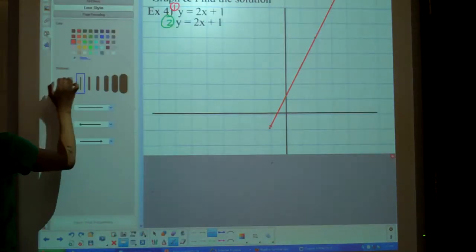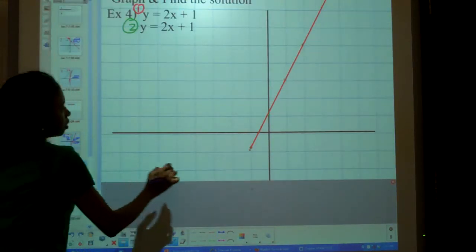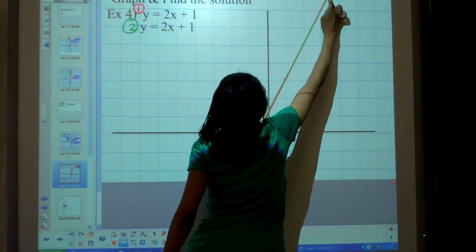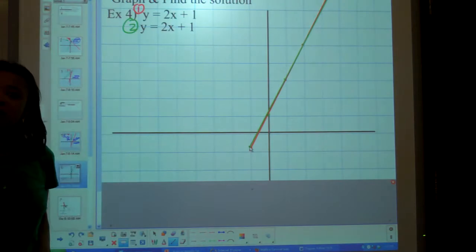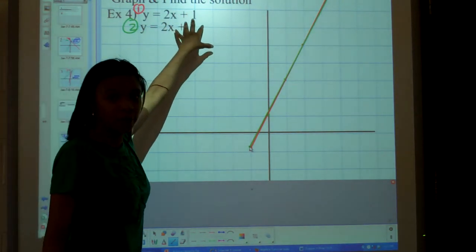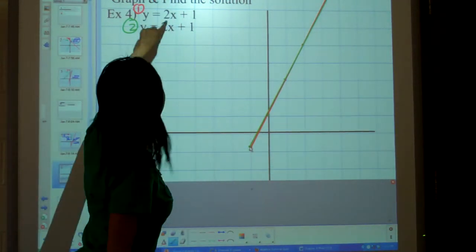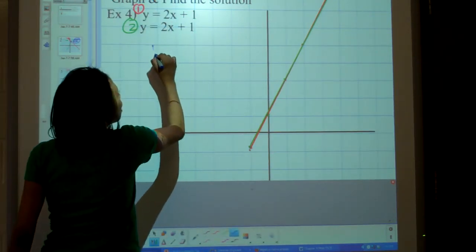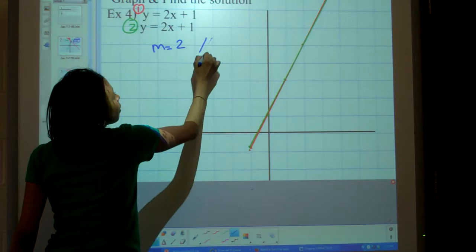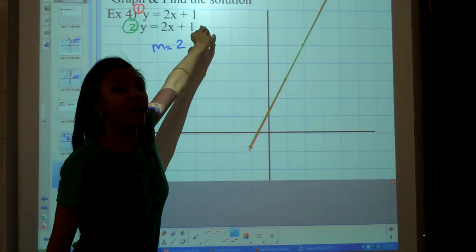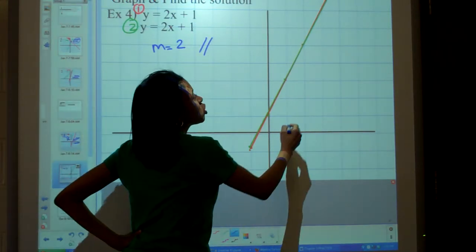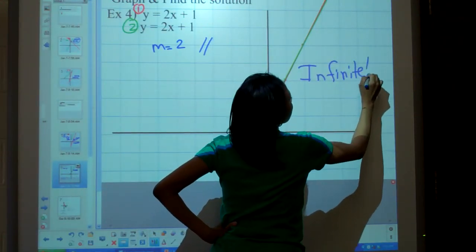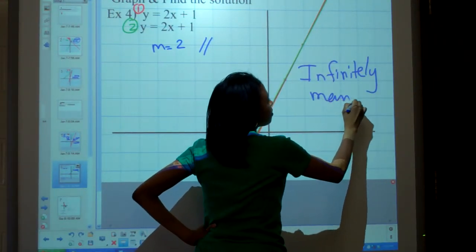Well, this one here, they look to be one on top of another. This one right here, they are parallel because they have the same slope, 2. They are parallel. However, this one, they have the same y-intercept. So this one is going to be infinitely many solutions.